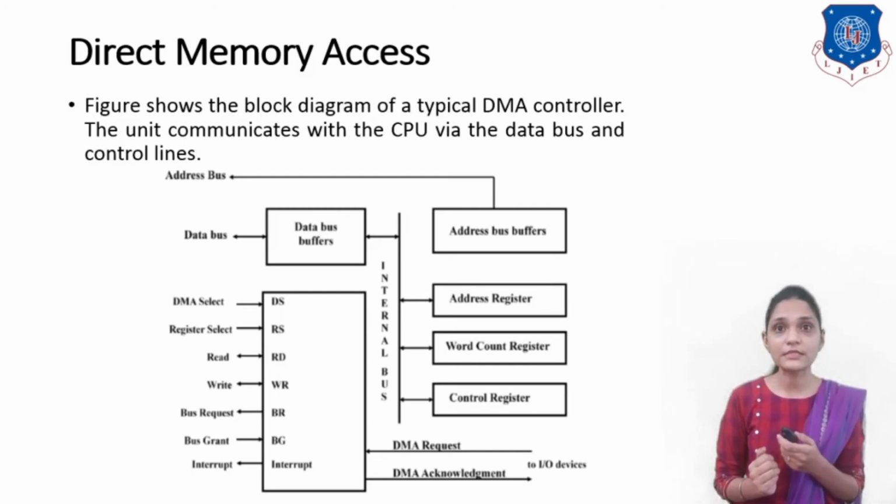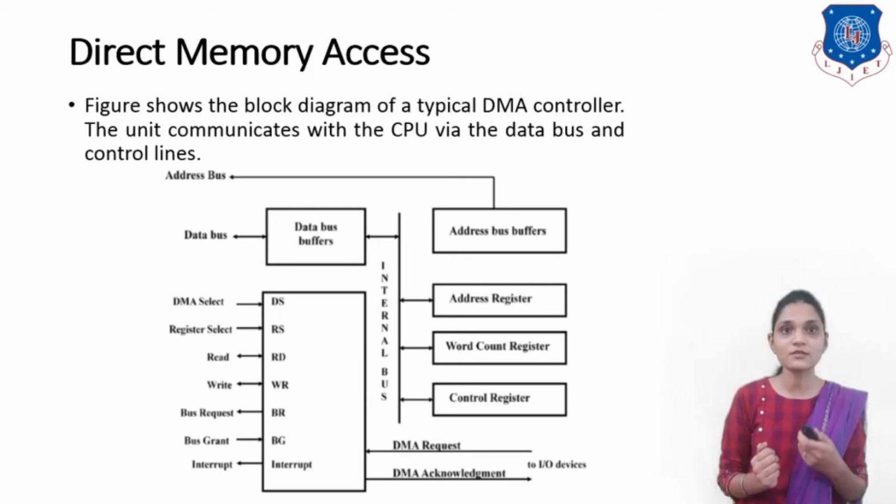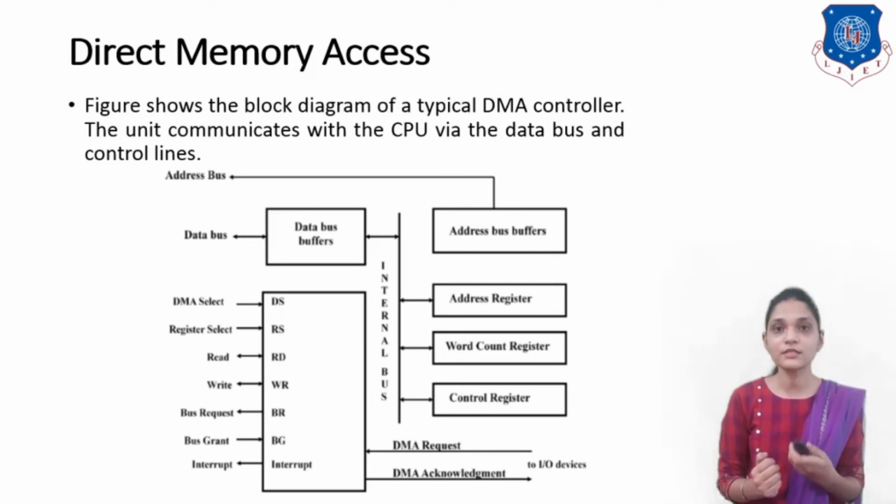Here we have used DS for the DMA select line, and RS for the register select, for selecting the register, whether you are selecting the address register, the control register, or the word count register, and so on. There are two read and write control signals. One is a bus request control and another is a bus grant control.